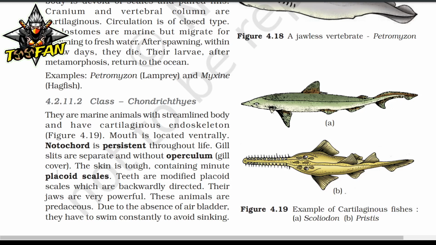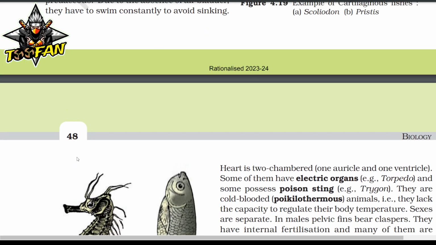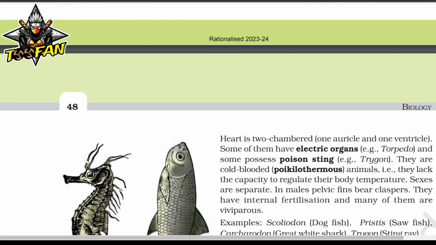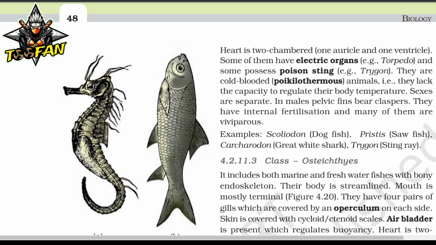These animals are predaceous. Due to the absence of air bladder, they have to swim constantly to avoid sinking. Heart is two-chambered, one auricle and one ventricle. Some of them have electric organs, example Torpedo, and some possess poison sting, example Trygon. They are cold-blooded poikilothermous animals, that is, they lack the capacity to regulate their body temperature.